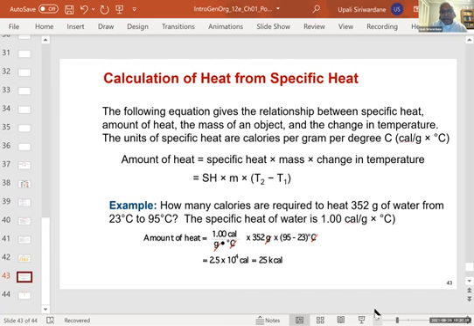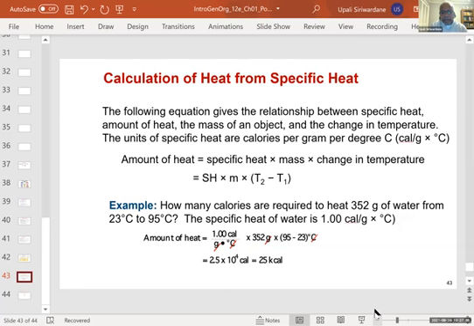How many calories are required to heat 352 grams of water from 23 to 95? The specific heat of water is given. So that is 1 times 352 times 95 minus 23. That's positive calories.